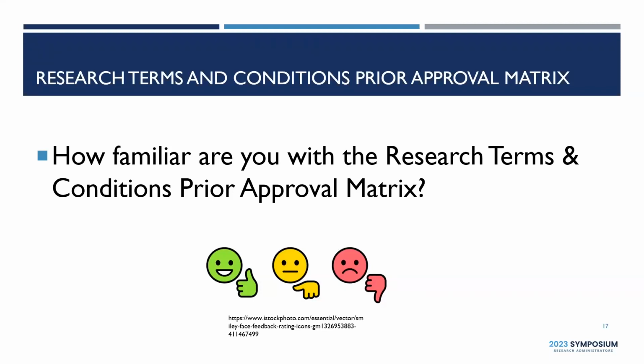Okay, so how familiar are you all with the research terms and conditions prior approval matrix? If I could just get some form of a thumb. Okay, I feel like it's about 50-50. I thought it was a full, maybe not. There we go. A lot of people are saying that they're unfamiliar. Now it's about 51% unfamiliar, 30% familiar. Oh, this is going to be riveting for you all then.